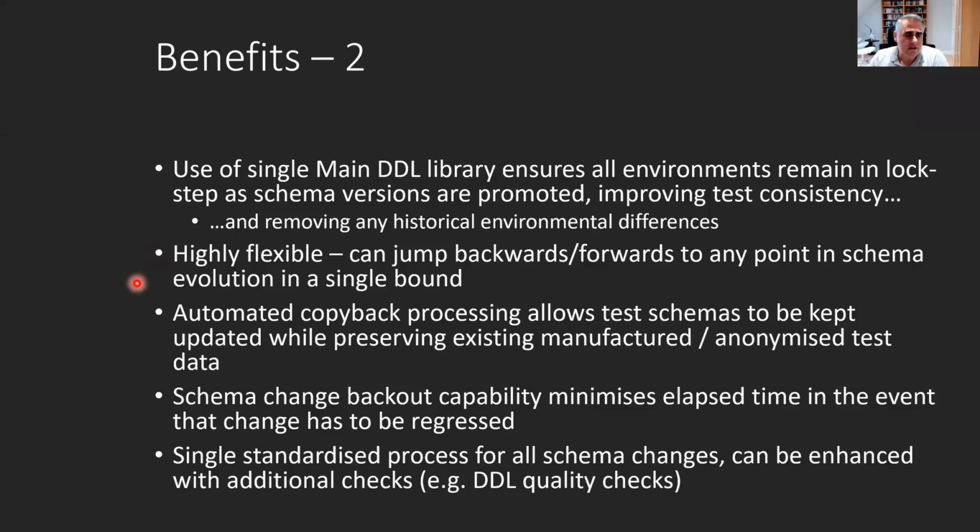As I said earlier on, we can very quickly jump forwards and backwards, multiple versions, and take any target environment to any DDL level very quickly and easily. That copy back processing means that we are ensuring that at the bare minimum, all of our test environments are at production level, which means that we are increasing the quality of our testing, and we're not doing testing on back level versions of the schema, which can cause issues later on in the deployment processes. We've got inbuilt back out capabilities here, and it means that because we've got a single standardized process, we can very easily put things like those DDL quality checks in.